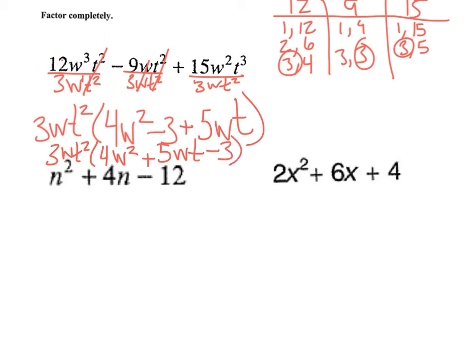But honestly, that part really doesn't matter. If this is what you had, it wouldn't be incorrect. This is just the w's written in descending order. Okay. For the next two, we're just factoring.